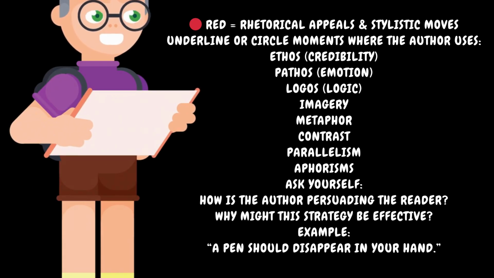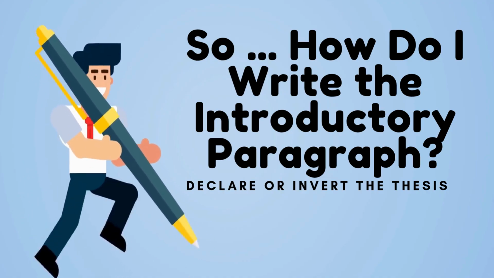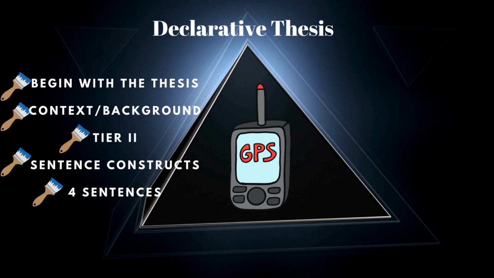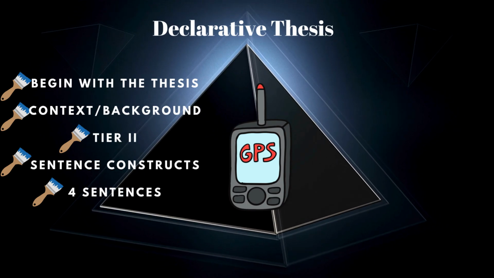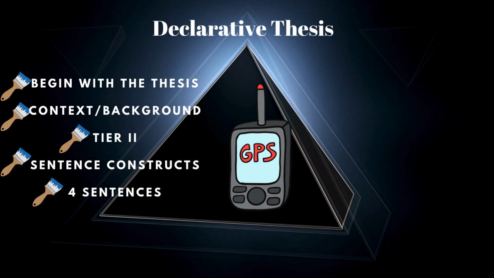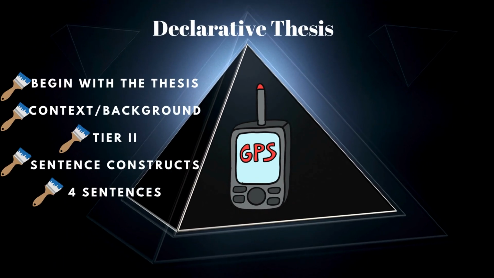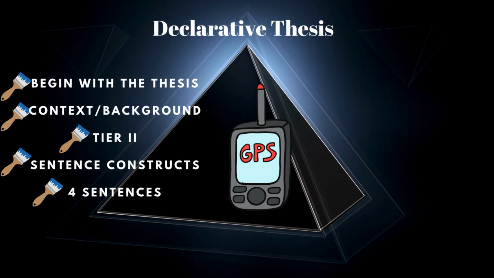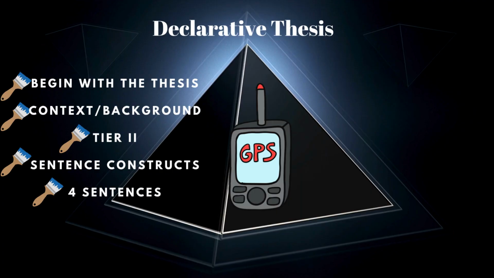Okay, so let's talk about the big question here. How do I write the introductory paragraph? Those that are familiar with my work know that I guide my kids to go one of two directions. They can either declare the thesis or invert it. If we declare, it just simply means that the student is going to begin with the thesis. They're going to declare the thesis. So they could say something like, beyond a shadow of a doubt, Alex, choose a teacher pen all day long. Just come out and answer the prompt.